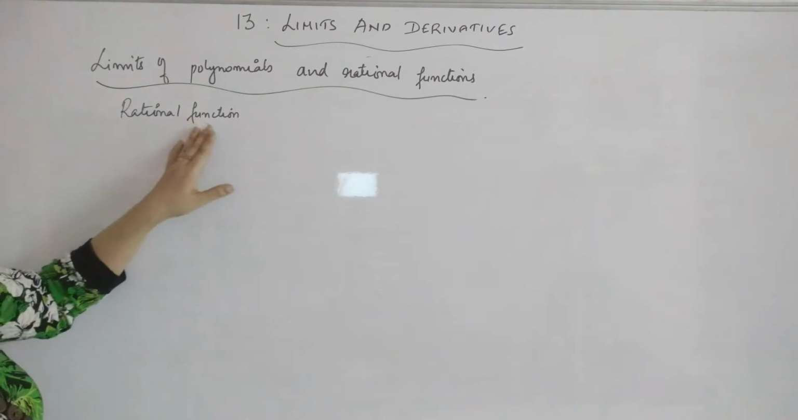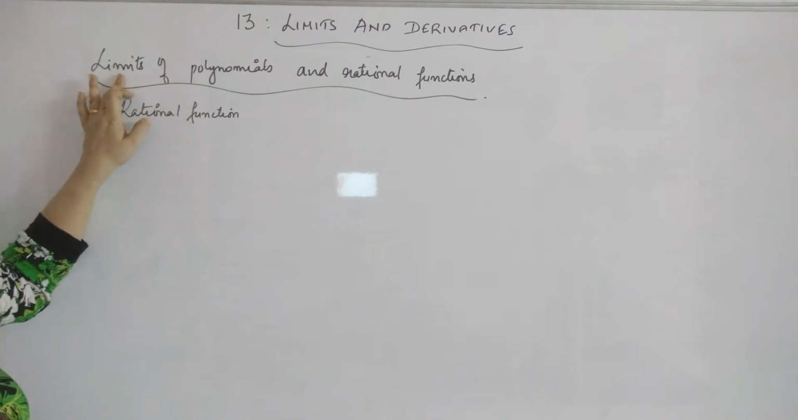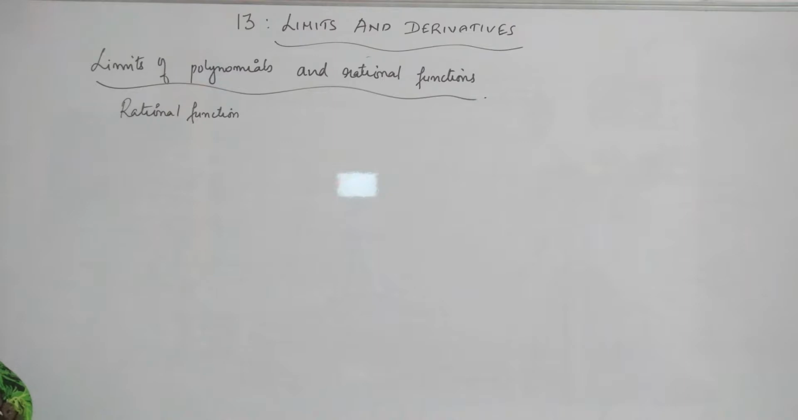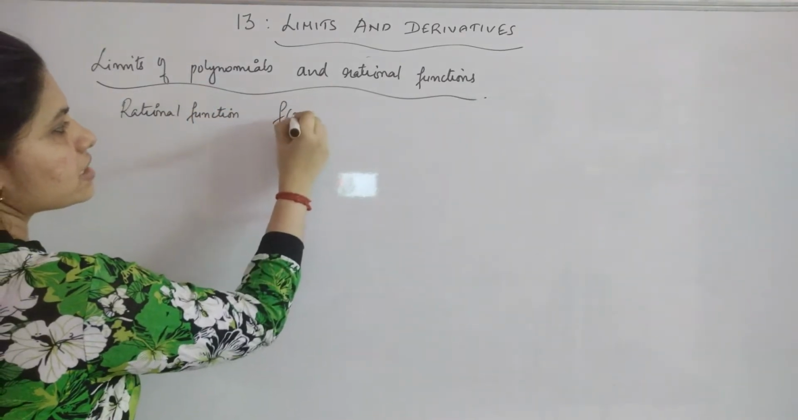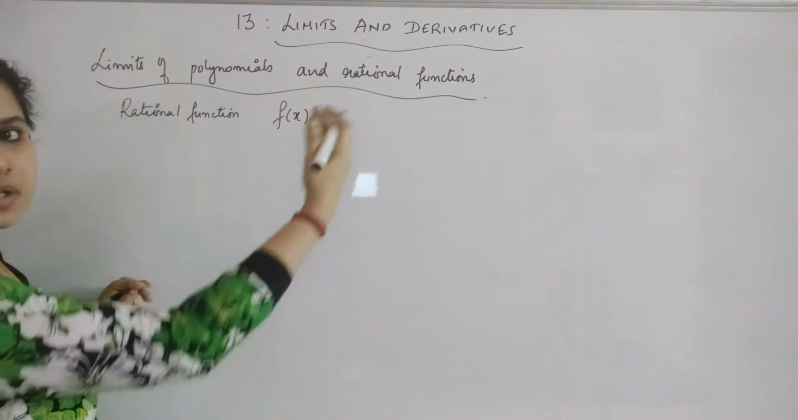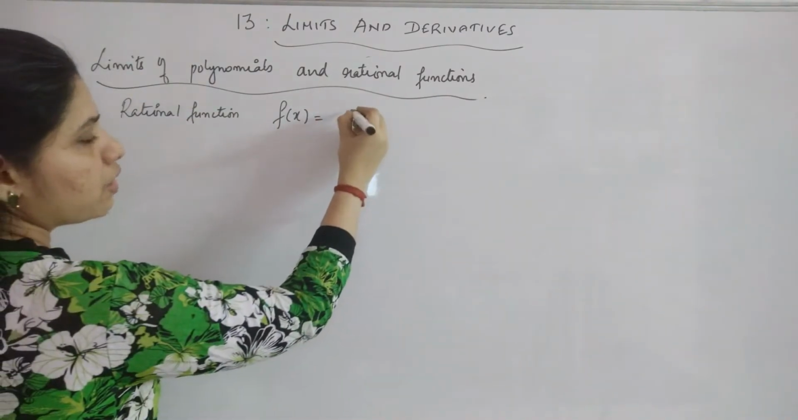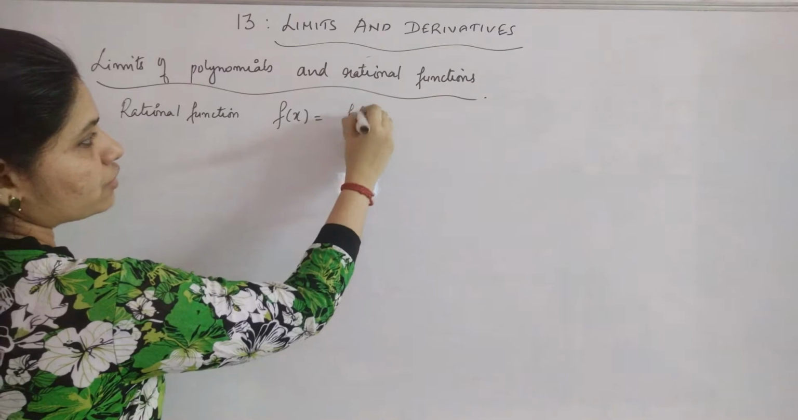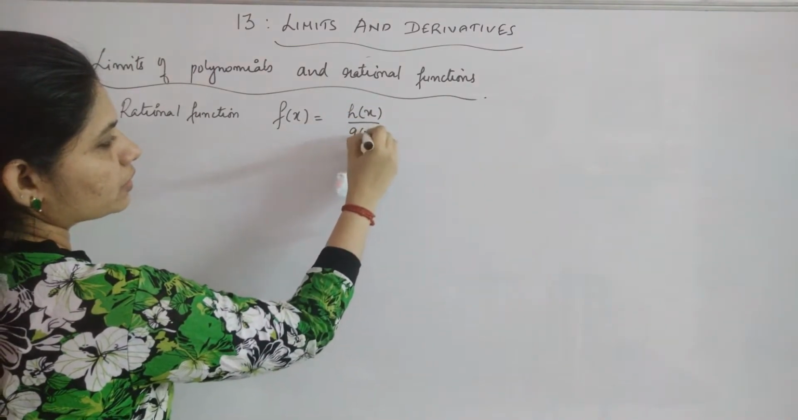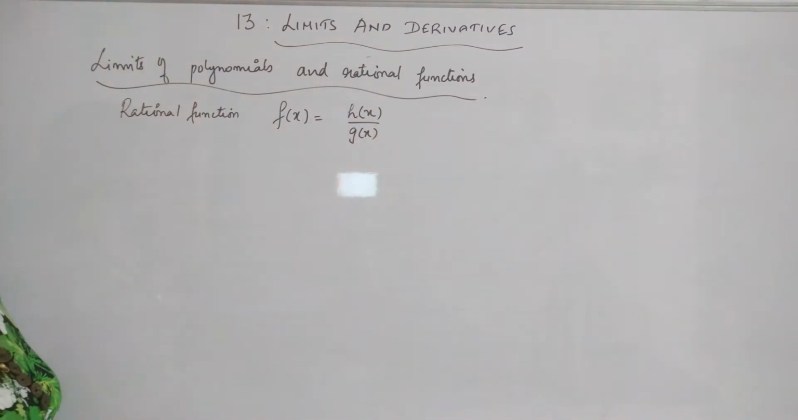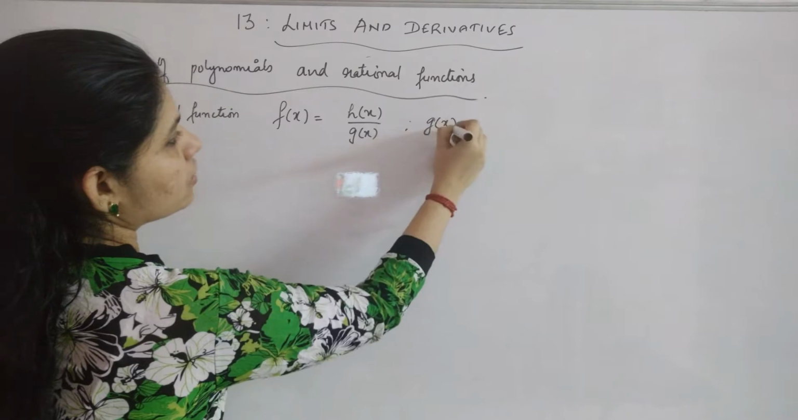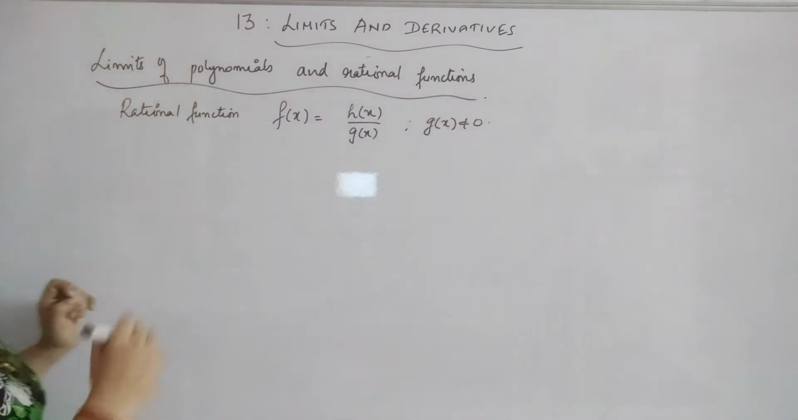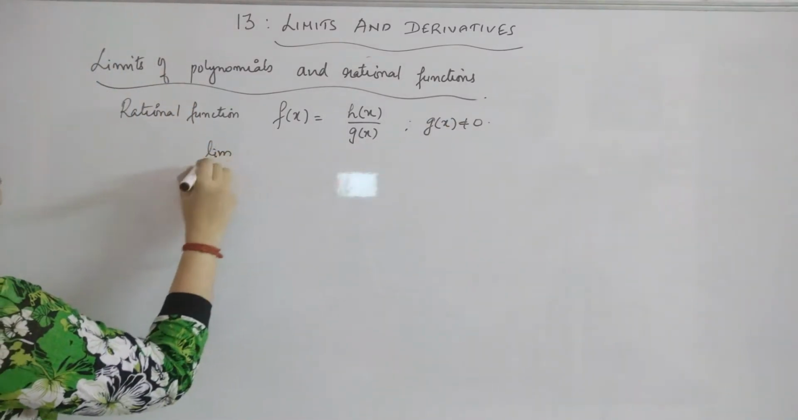Now considering the rational function, we will just see what is the limit of a rational function. For that, first we are taking a rational function. Suppose f of x is a rational function, so that it can be written as a quotient of two functions of x, h of x by g of x, where both h of x and g of x are polynomials in x, such that the denominator is not equal to 0. Now we are just taking the limit on both sides.